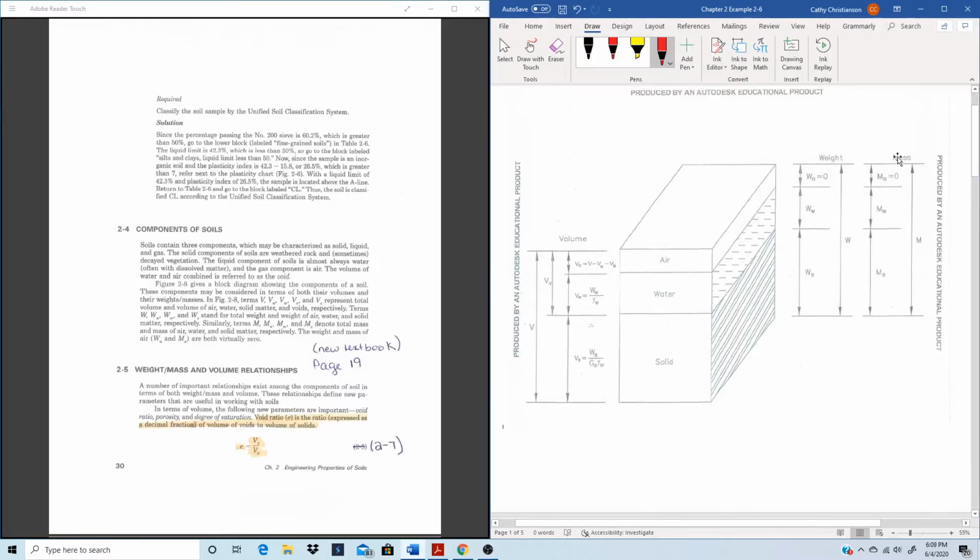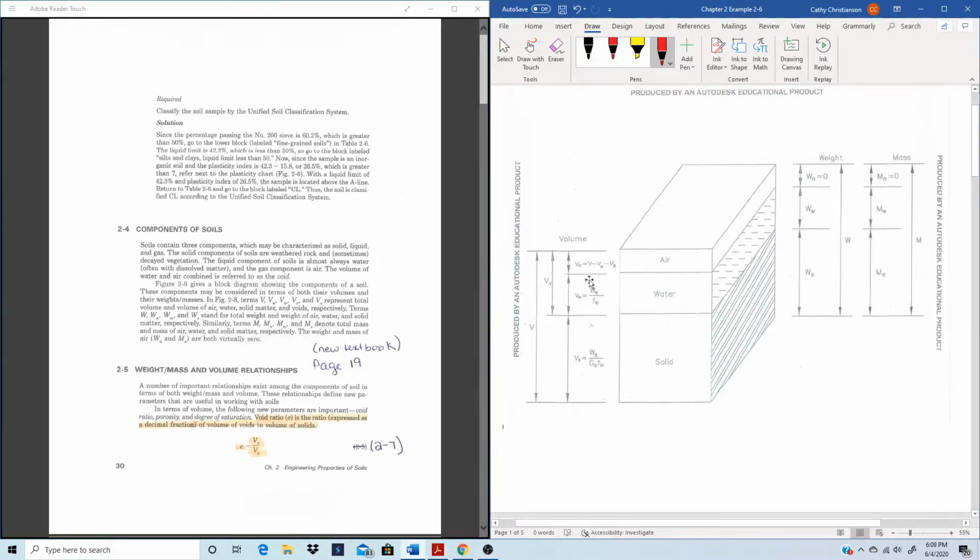Now, the first example will work with weight and volume. Once you solve the weight of the solid, then you can just look over here on the right side to get the volume that it occupies. That would be the weight of the solid divided by the specific gravity of the solid times the unit weight of water. Next week in the lab, you're going to be getting the specific gravity of both your soils, so we'll get into that a little more.